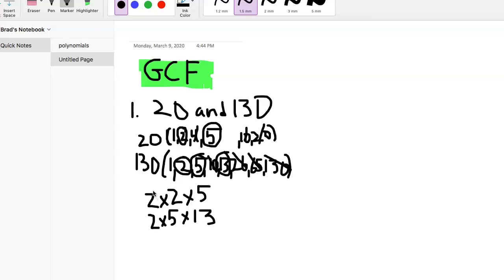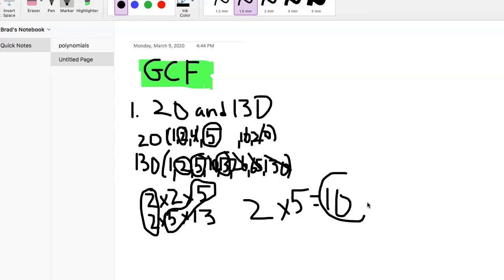Sound all right? Okay, so the 2's work on both here, and we've got a 5 here and a 5 here. And those are the only 2 that work, right? And so what we're left with is 2 times 5 equals 10. And that's the greatest common factor of 20 and 130 is 10. Okay, so that was greatest common factors. Hopefully it all makes sense now, or makes a little bit more sense, and as you practice them, they'll get pretty easy.